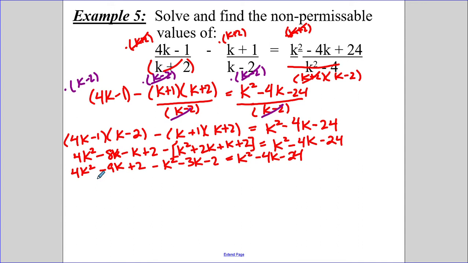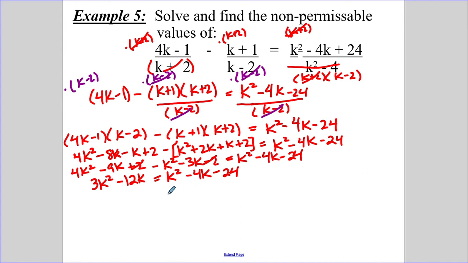Now I've got 4k squared minus a k squared, so that's 3k squared. Minus 9k minus 3k looks like minus 12k. And 2 minus 2 is actually 0, so they just cancel each other out altogether. That equals k squared minus 4k minus 24.